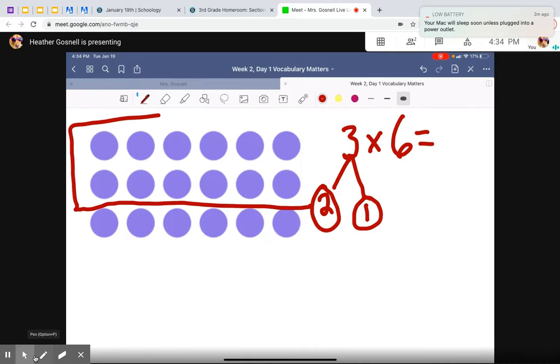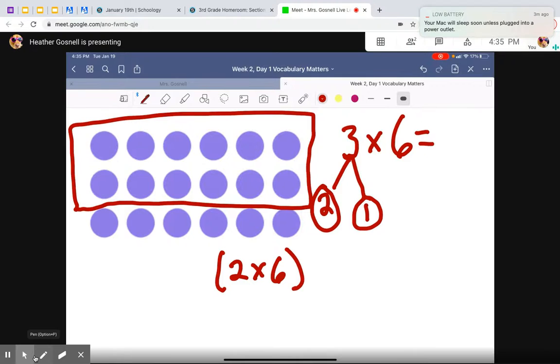So as a visual, when we look at this top array here above the split, we see 2 rows of 6. Notice that the 6 did not change. Only one factor can change when we use distributive property. And the factor that's going to change in this lesson is going to be 3. We are always going to look at 3 and split it into 2 and 1.